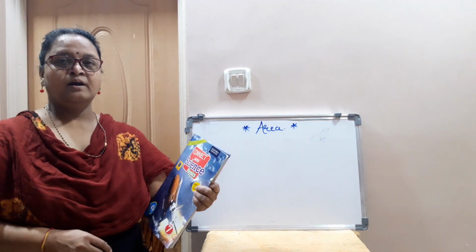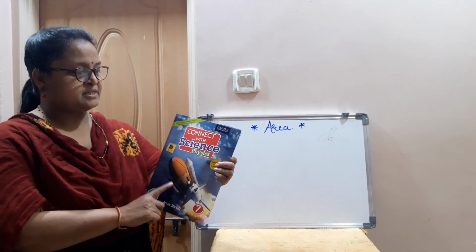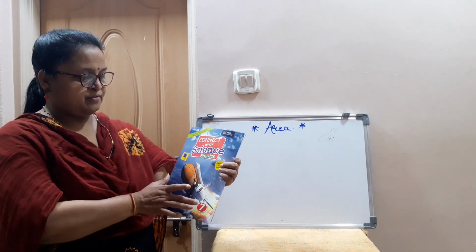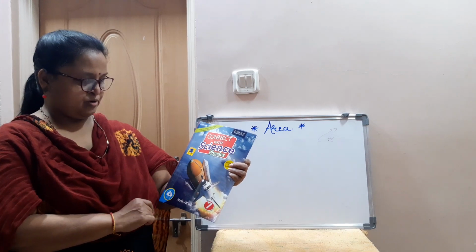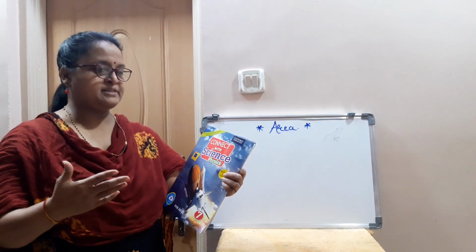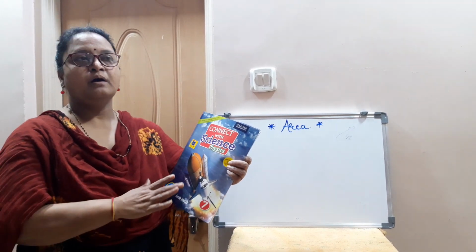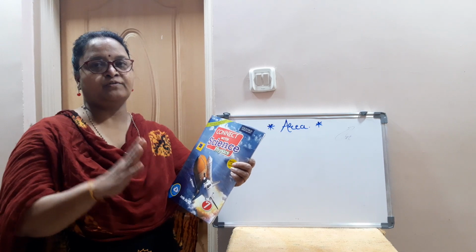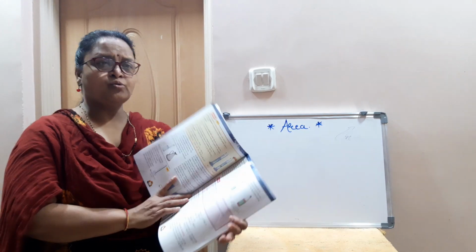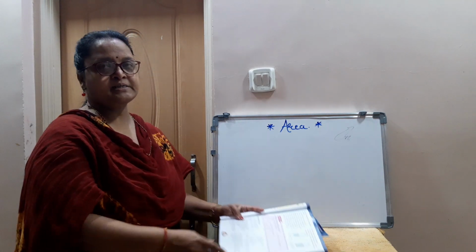Good morning, children. Now onwards, we will use this book, Connect with Science, Physics, on which this jet plane is being used. This is also the same edition as that Connect with Science green book. Now onwards, we will learn from this book, because this is the new version of the old book. Today we are going to start the new concept, that is area.